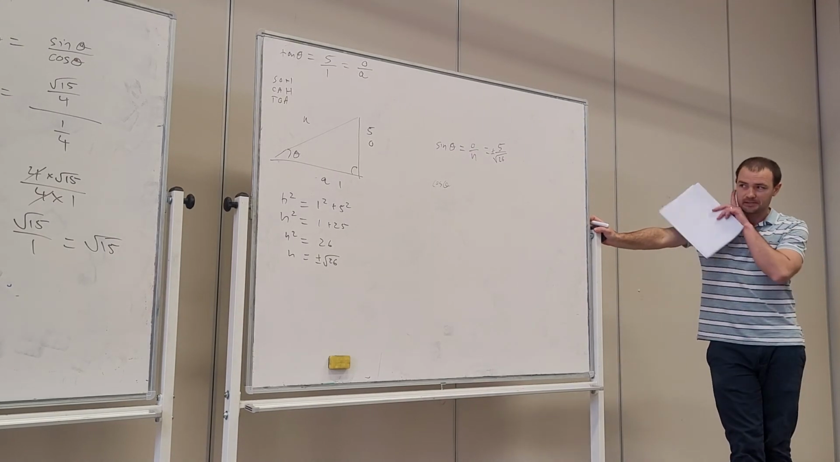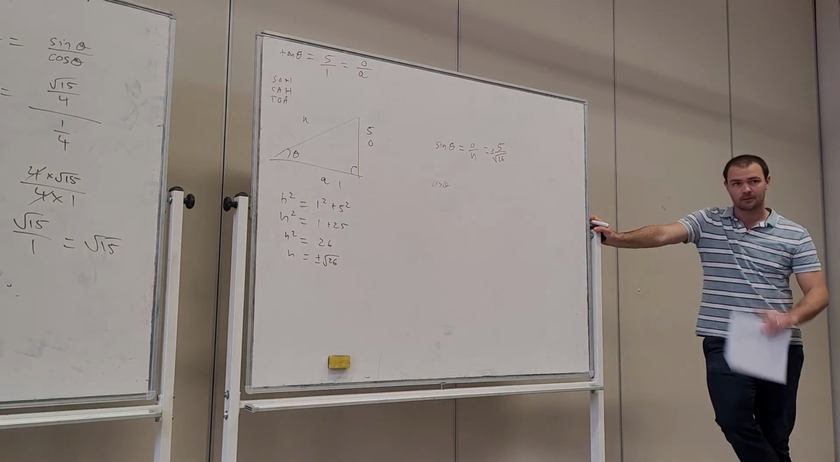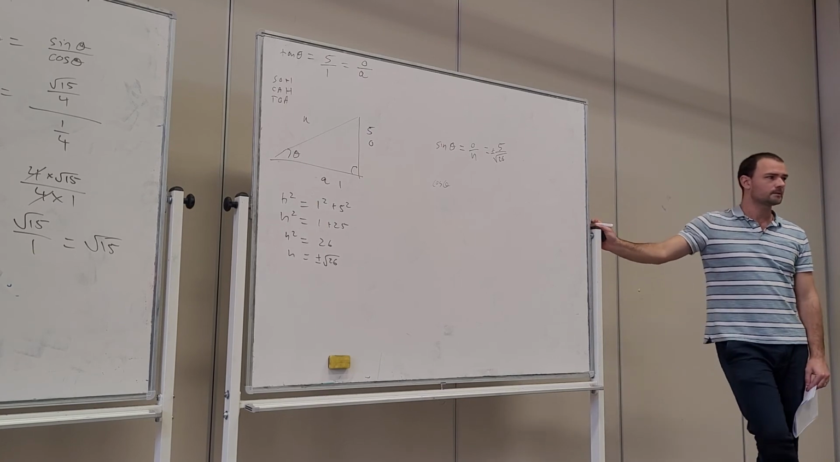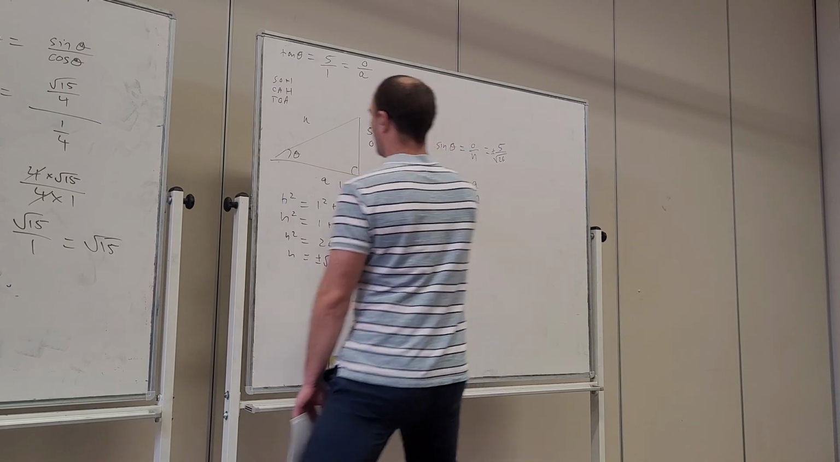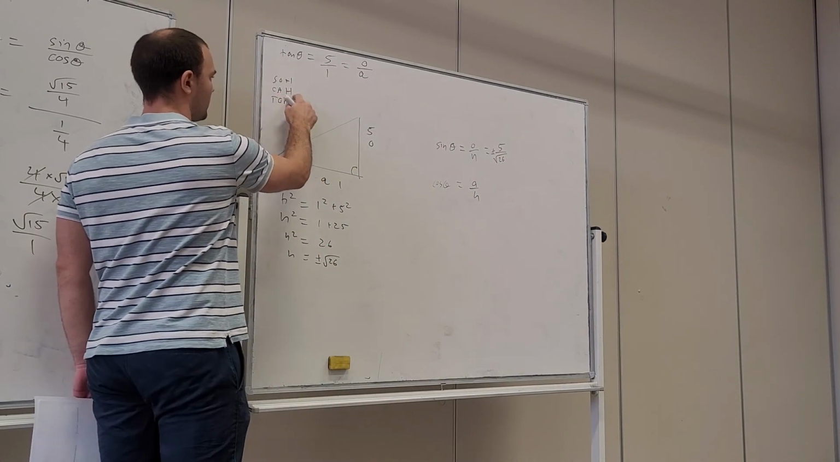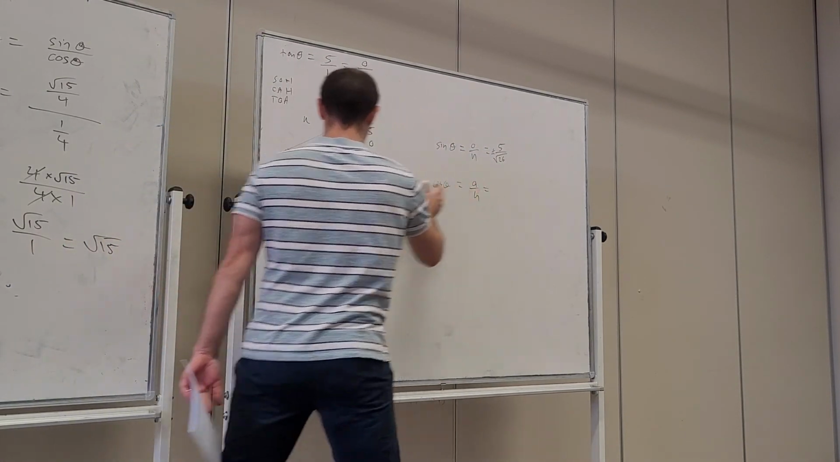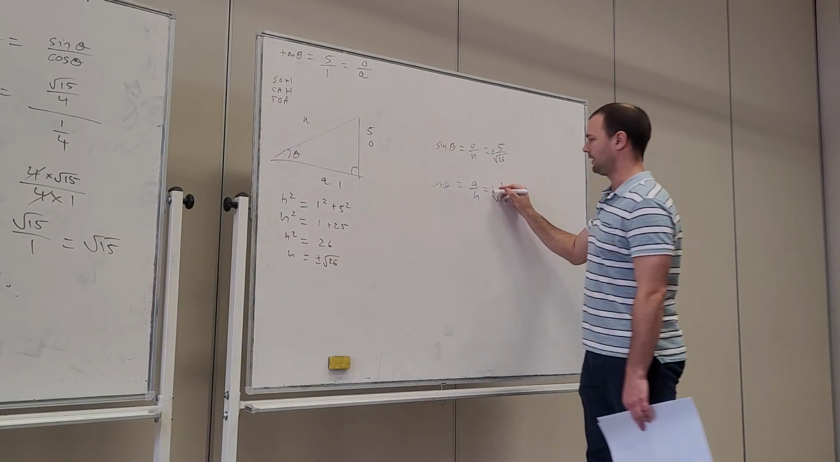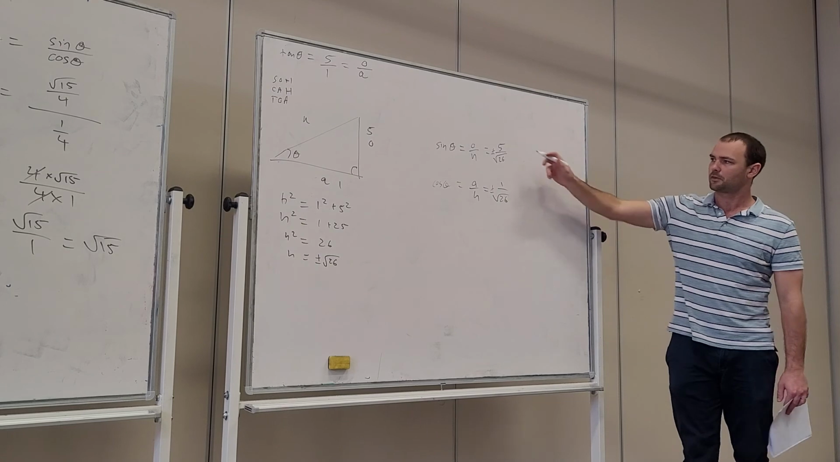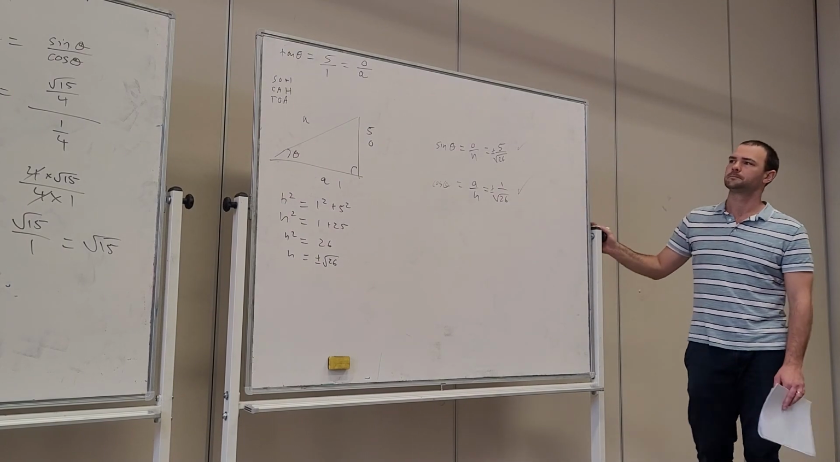If we go too fast, tell me to stop. Okay, cos is A on H. We get that from here. A on H. A corresponds with 1, and H corresponds with root 26. And we need the plus or minus. And we've got both sine and cos.